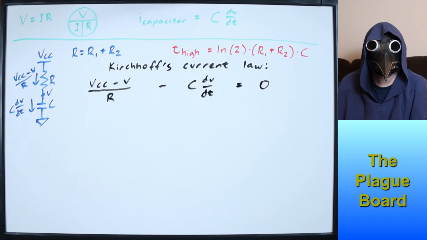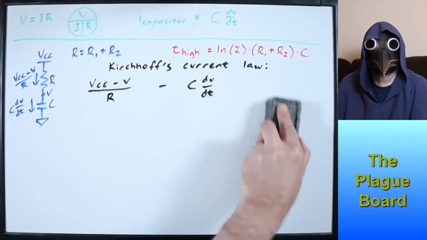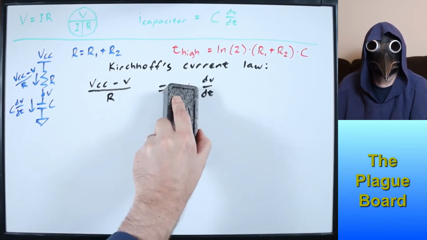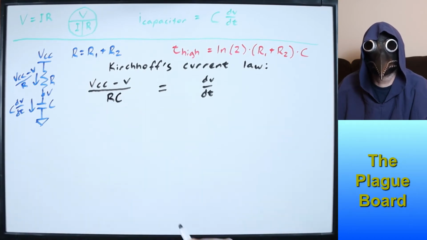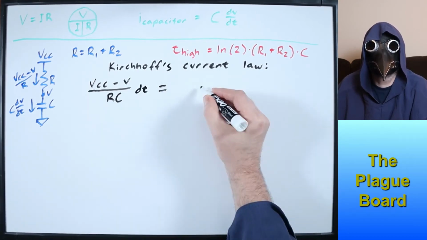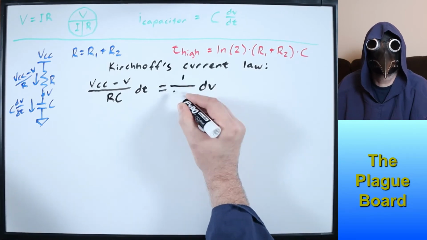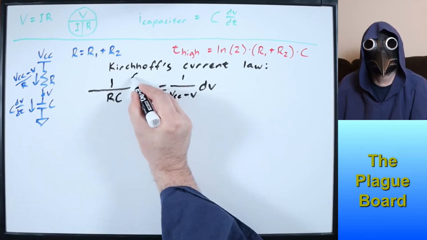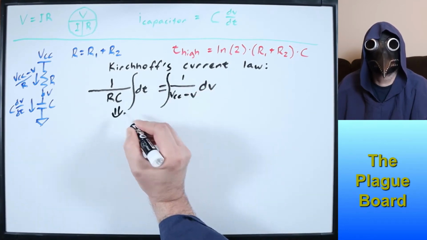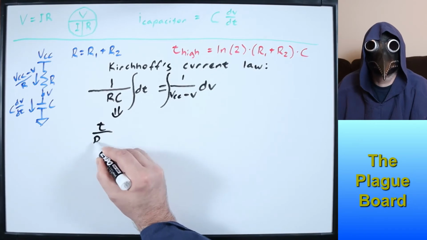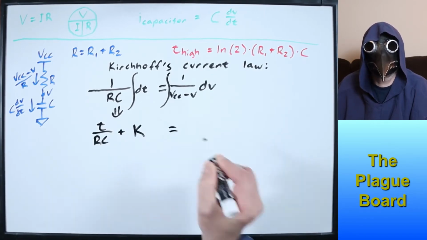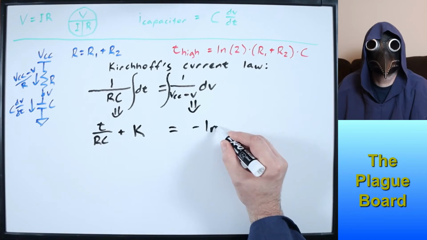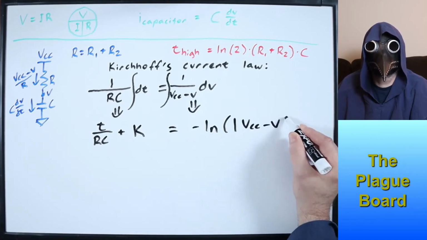Now we have the problem set up, so let's solve it. I'll first separate the variables. I can add C dV/dt to both sides. I'll divide each side by C and multiply both sides by dt. Then I'll divide each side by VCC minus V, and I'll integrate both sides to get t over RC plus our constant of integration, K, equal to negative natural log of the absolute value of VCC minus V.